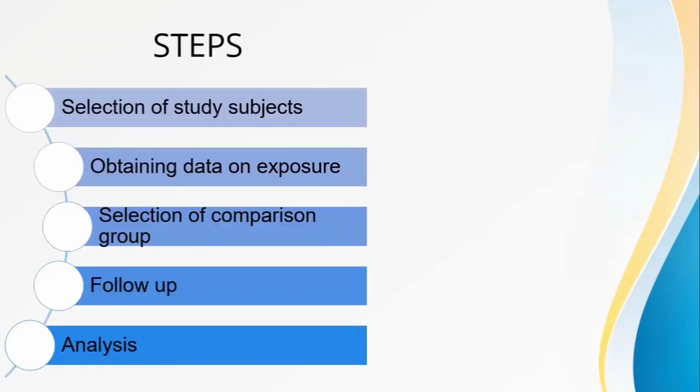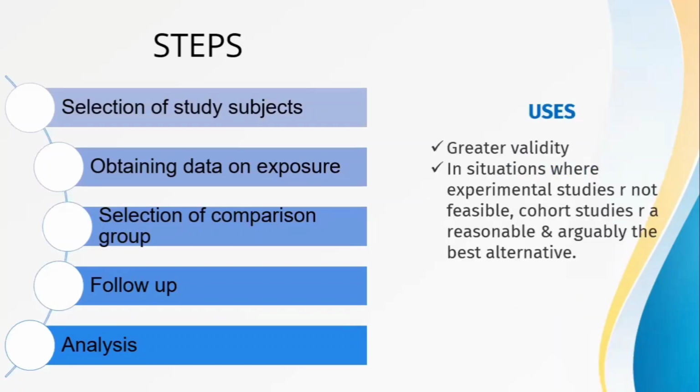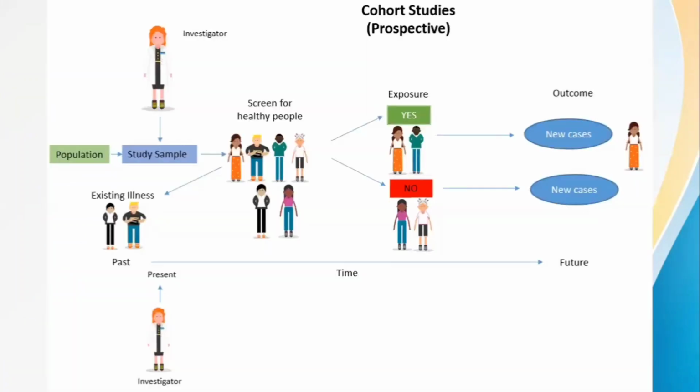So these are all the steps in carrying out cohort studies. It has greater validity in situations where experimental studies are not feasible. Cohort studies are a reasonable and arguably a better alternative. Now we'll see about the prospective cohort study.